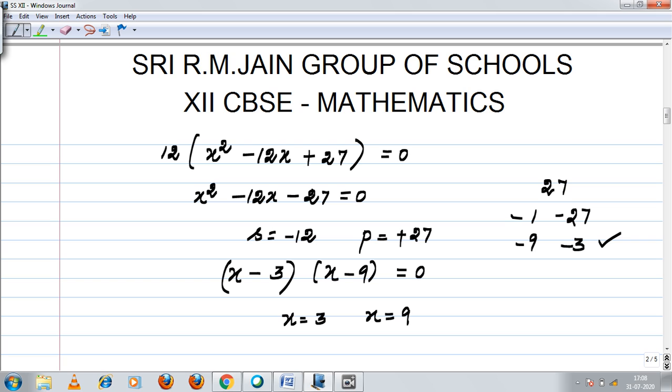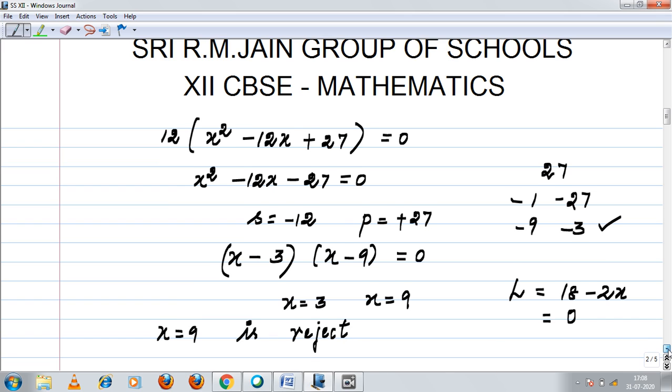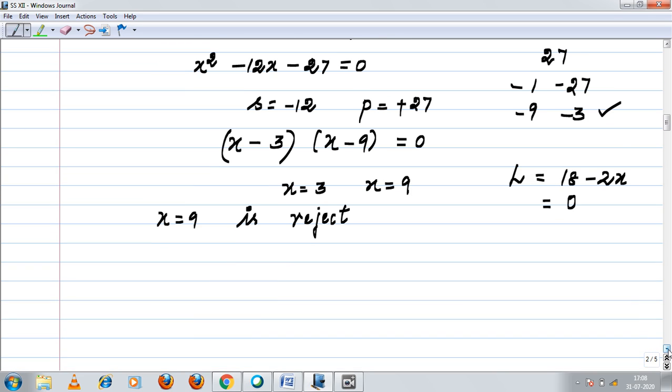x is equal to 9 is rejected. Why are you rejecting this? Because your length is 18 minus 2x. When you substitute 9 for x in this length, you arrive at length 0. That's why you are rejecting x is equal to 9, because it is not possible to consider.